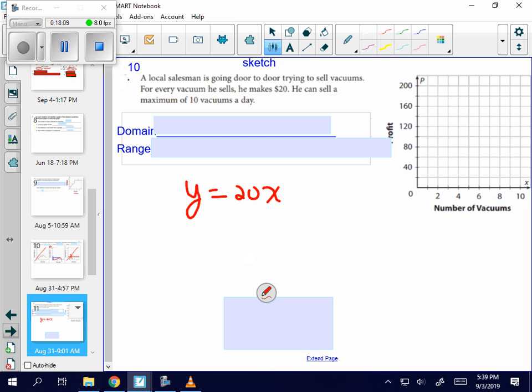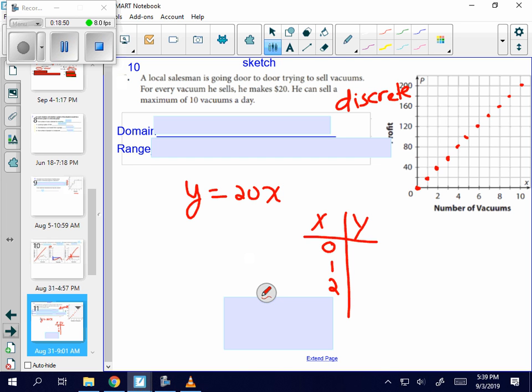But here's my question. When I go to choose my domain, can I choose fractional amounts? Can we have half a vacuum? No, of course not. So we need to choose whole numbers like 0, 1, 2, 3. When I don't sell any vacuums, I make no money. When I sell one vacuum, I make $20. 2 vacuums, 40, 3, 60, and so on. But I have to stop when I get to 10 because that is the max. So is this discrete or continuous? Well, it's discrete because you can't sell half a vacuum.